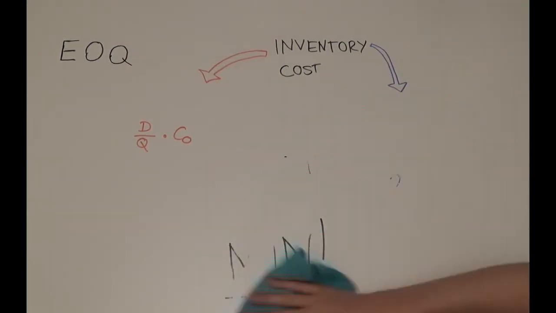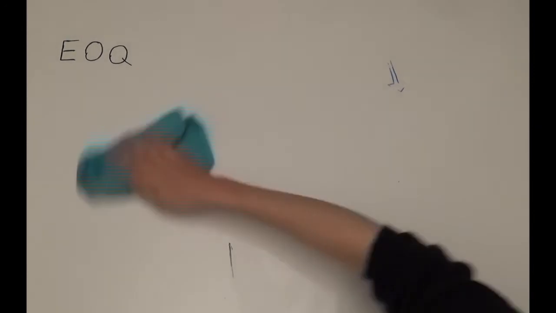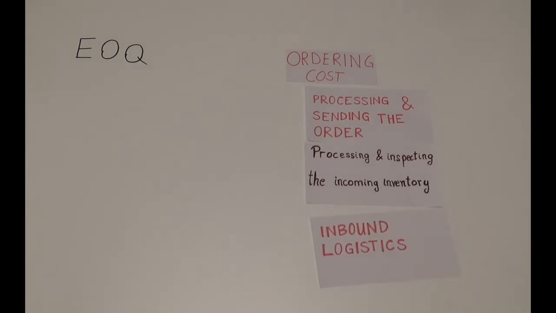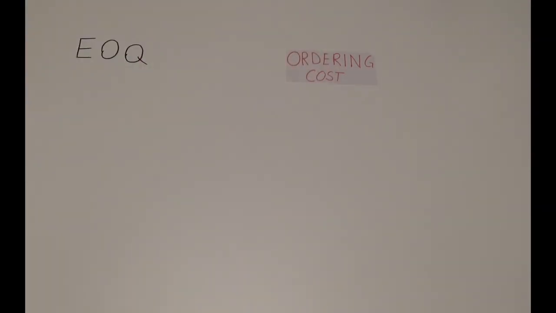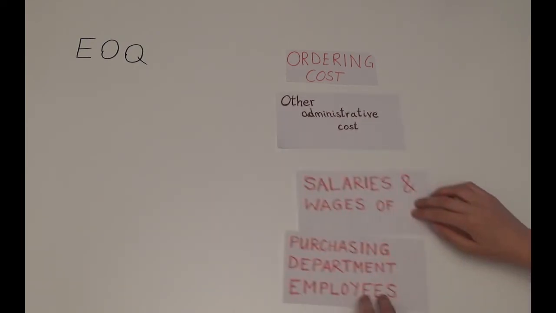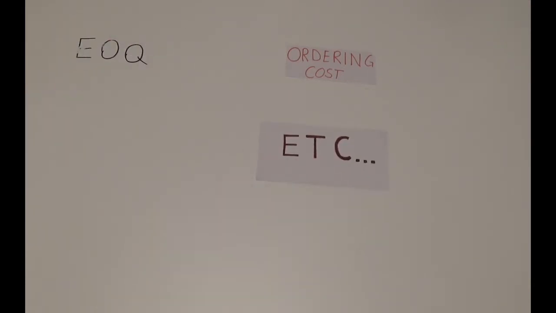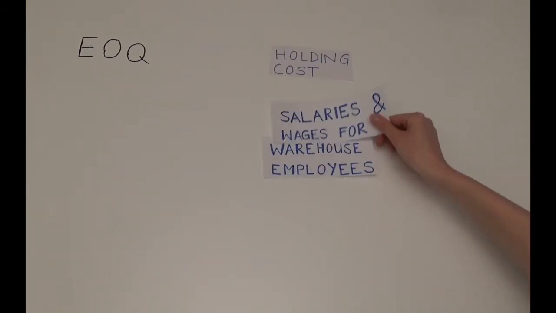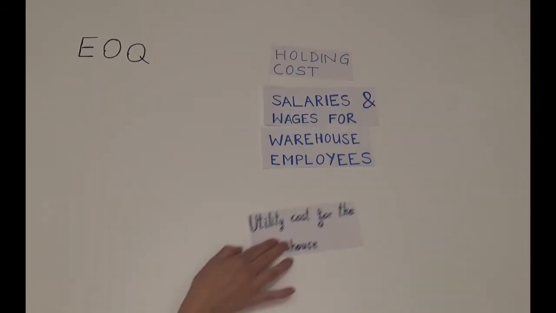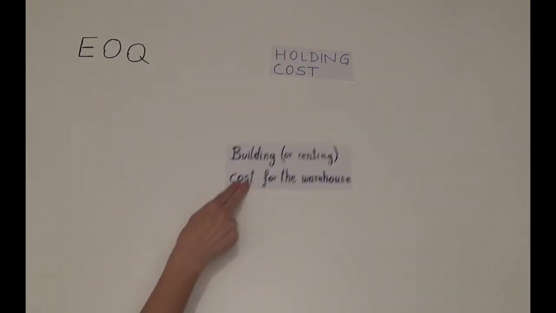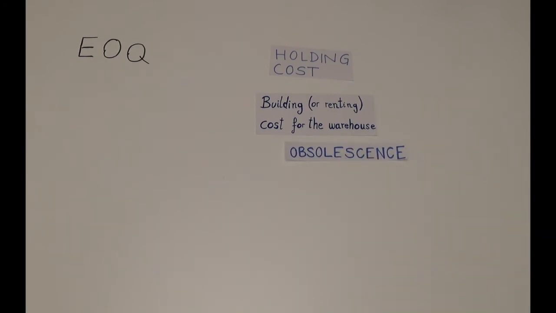One goal of an inventory manager is to minimize the sum of these two costs. Let's now have a look at some real-life examples of ordering and holding costs. Ordering costs can consist of processing and sending the order, processing and inspecting the incoming inventory, inbound logistics, other administrative costs, salaries and wages of purchasing department employees, etc. Holding costs, on the other hand, consist of salaries and wages for warehouse employees, utility costs for the warehouse, insurance of the products, building or renting costs for the warehouse, obsolescence, etc.